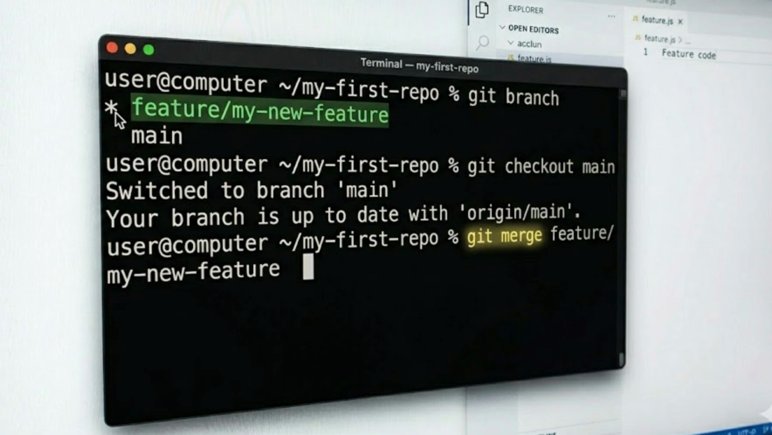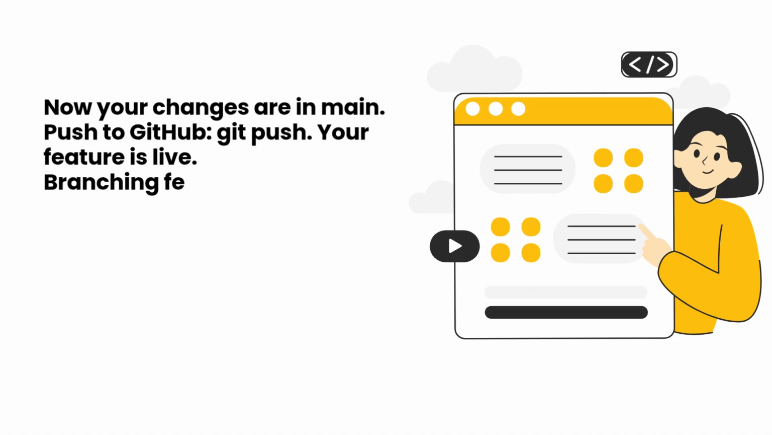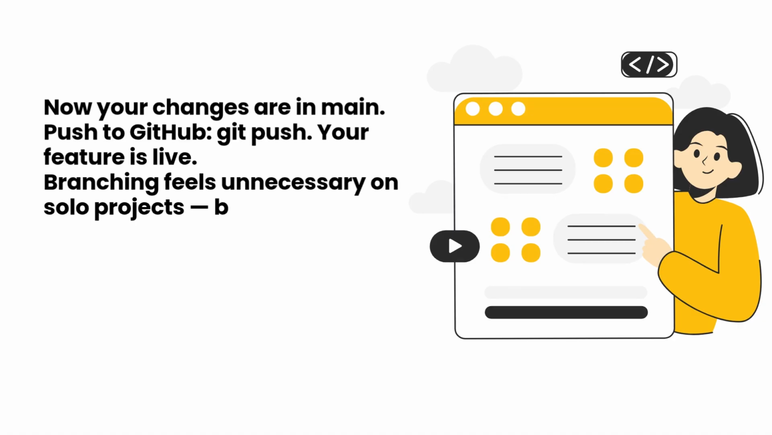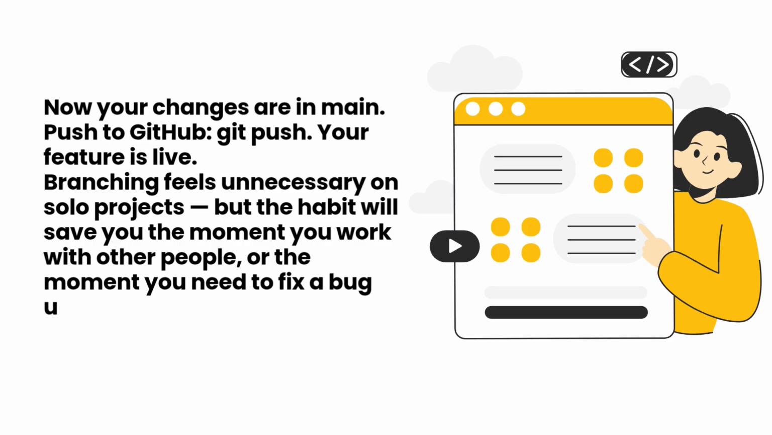To see all your branches, git branch. The branch with an asterisk is your current one. To switch back to main, git checkout main. To merge your feature branch into main, git merge feature/my-new-feature. Now your changes are in main. Push to GitHub, git push. Your feature is live. Branching feels unnecessary on solo projects, but the habit will save you the moment you work with other people, or the moment you need to fix a bug urgently without breaking half-finished work.